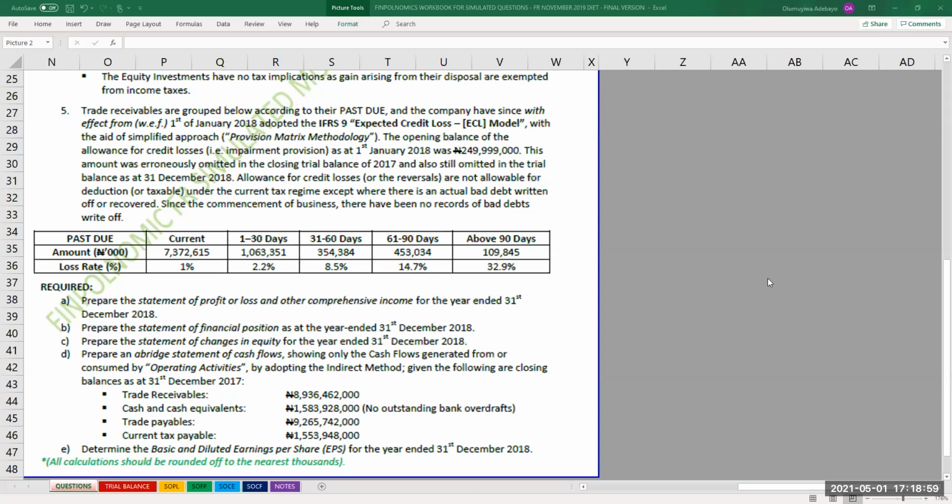Given the following are closing balances as at 31st December 2017: trade receivables, cash and cash equivalents, trade payables, current tax payables with their respective amounts, with cash and cash equivalents having no outstanding bank overdrafts. E, determine the basic and diluted earnings per share for the year ended 31st December 2018. All calculations should be rounded off to the nearest thousands.